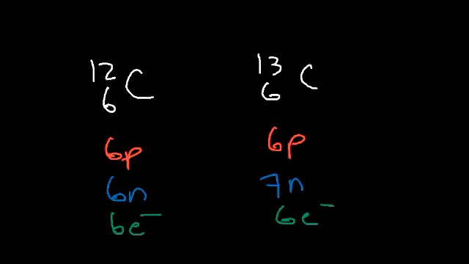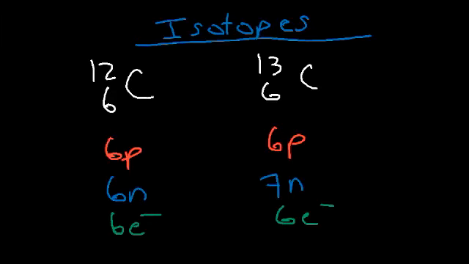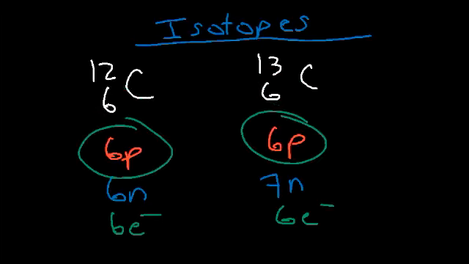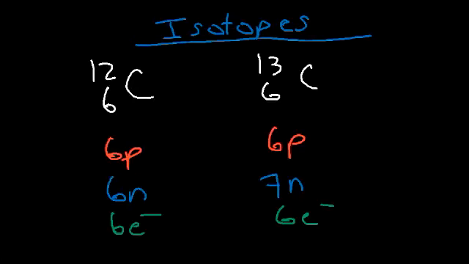So now let's analyze carbon-12 and carbon-13, which are isotopes of each other. As you can see, isotopes are composed of the same element, in this case, carbon. Now, because they're made up of the same element, they have the same atomic number, in this case 6, and they also have the same number of protons. So those are the similarities between isotopes.